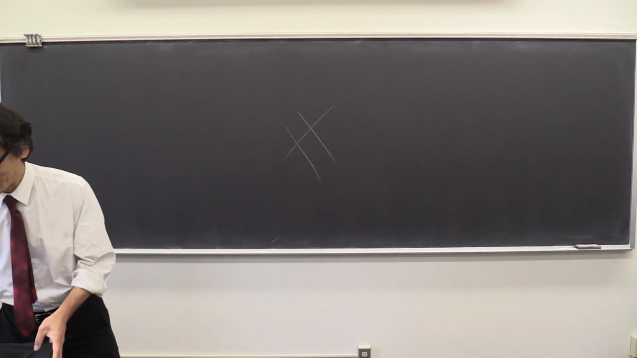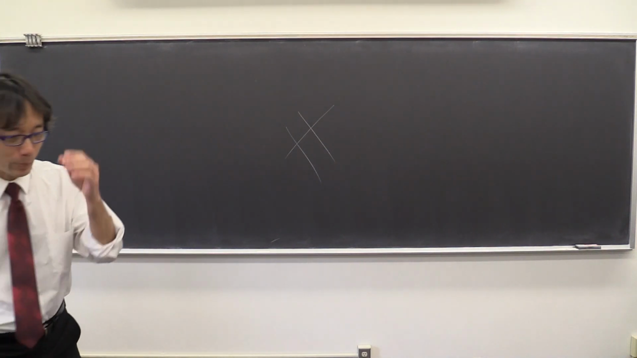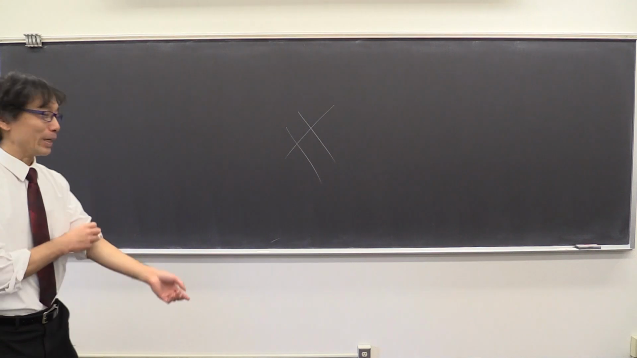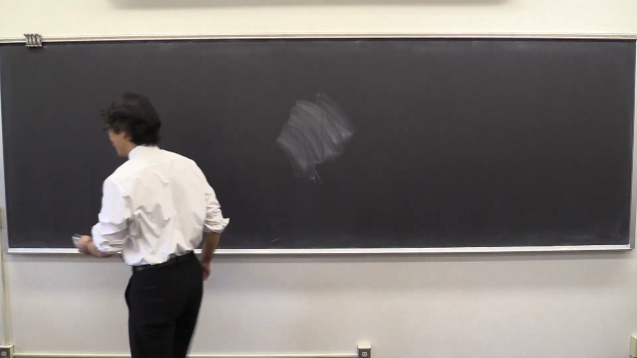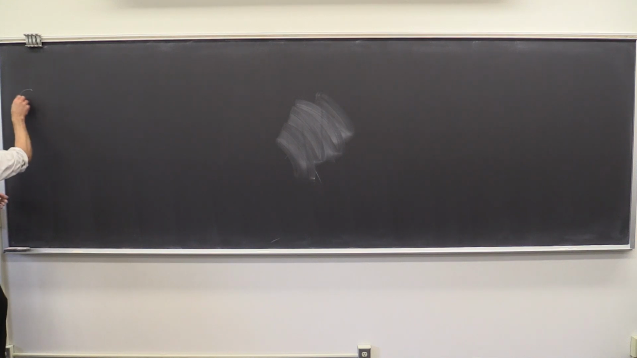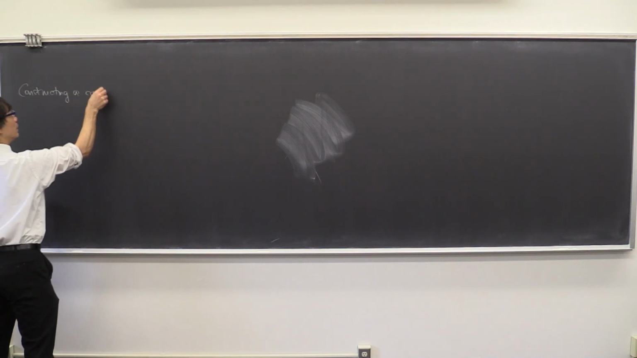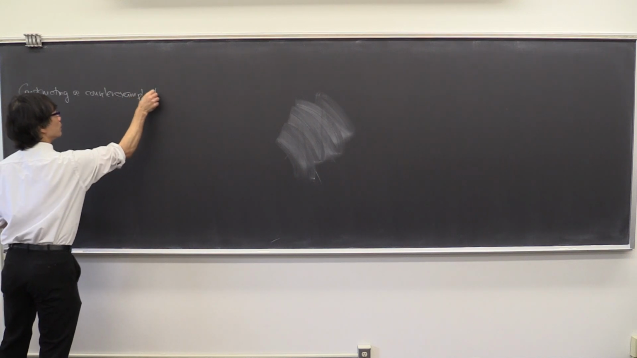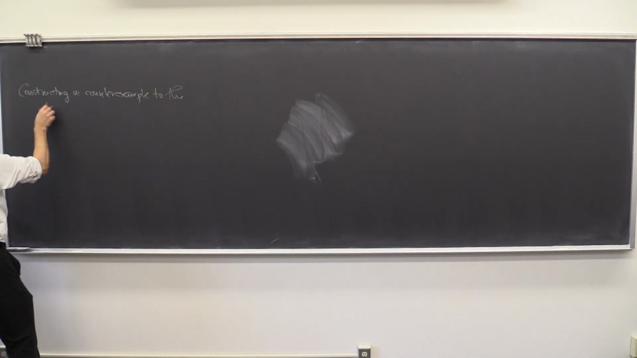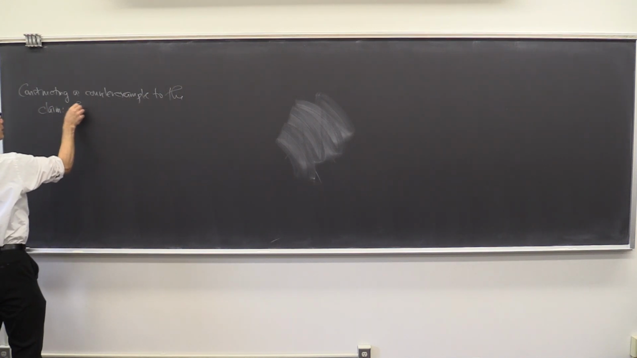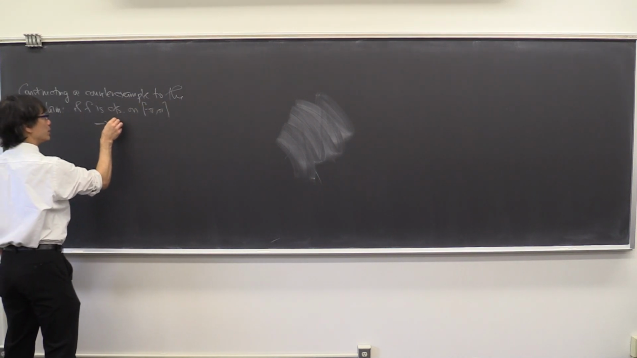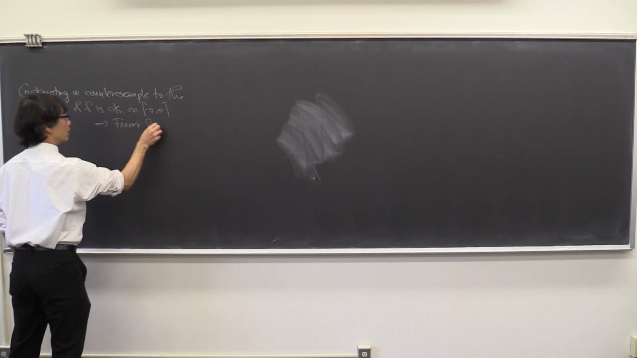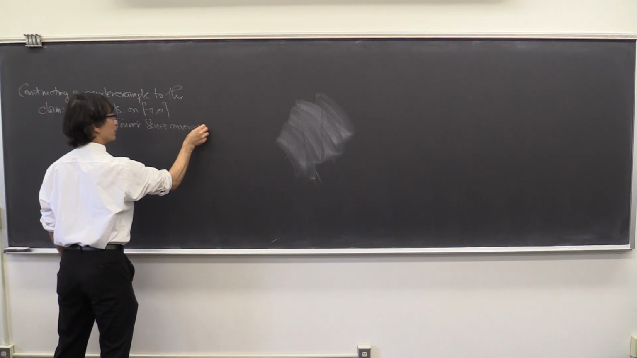So today we're going to do something that's a little bit atypical, which is to spend the whole class constructing a counterexample. That's the goal of today. So the claim we're going to be constructing a counterexample to is that if f is continuous on the circle, then its Fourier series converges everywhere.